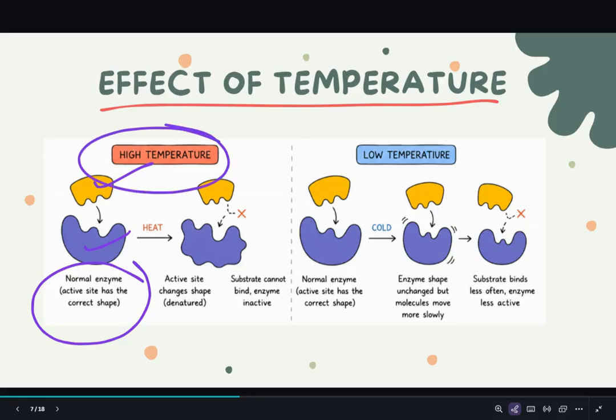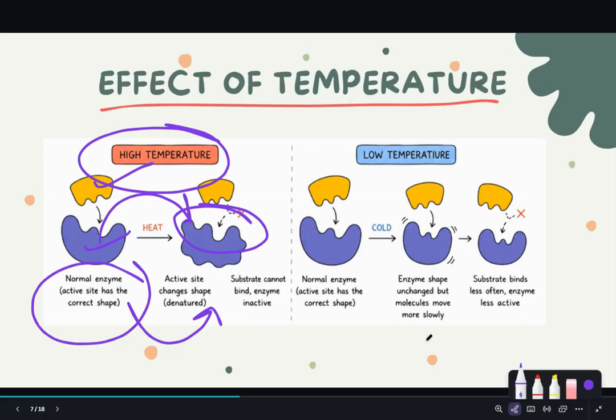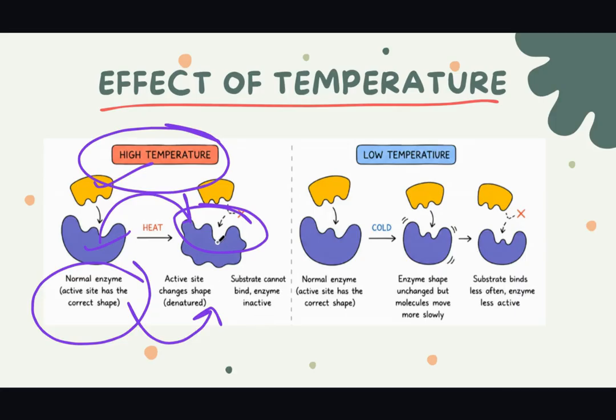But as the temperature reaches your optimum, your enzyme rate is the max. Okay, it works the best. But as you increase the temperature beyond your optimum temperature, what happens is, you can see over here, the active site has denatured, it has changed its shape, it has lost its shape. So now my substrate can no longer bind to my enzyme.